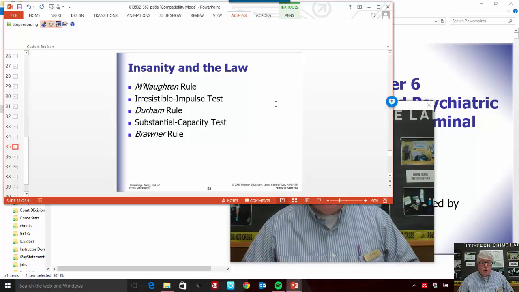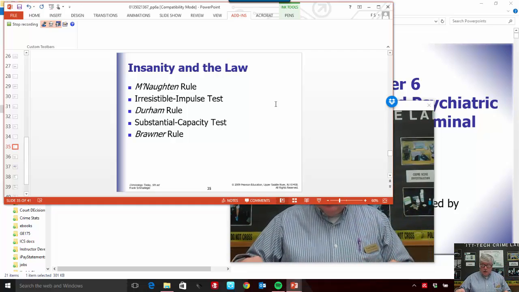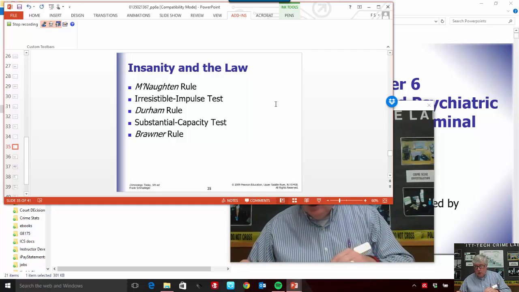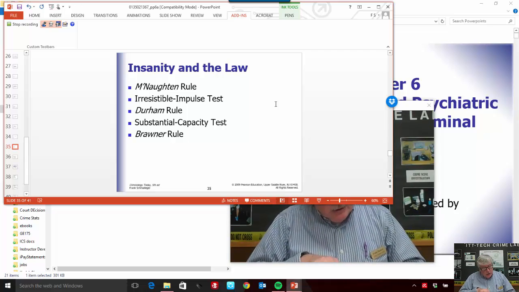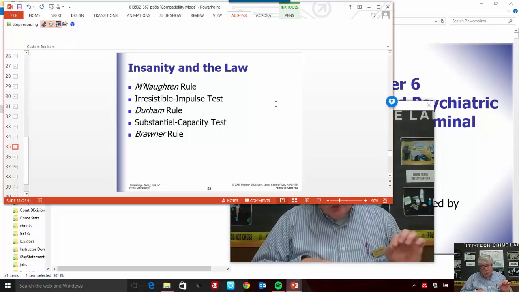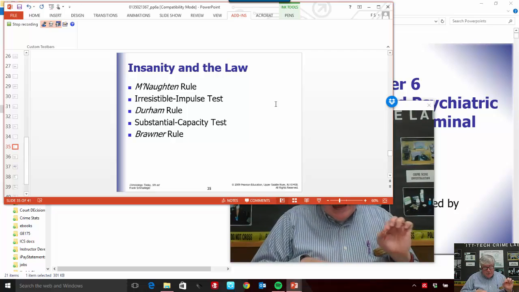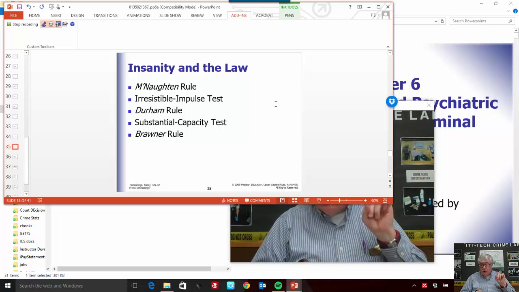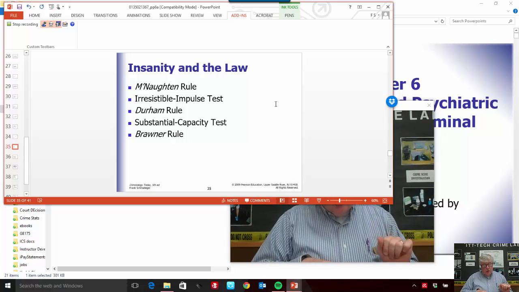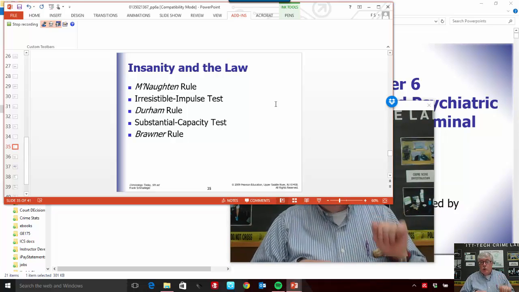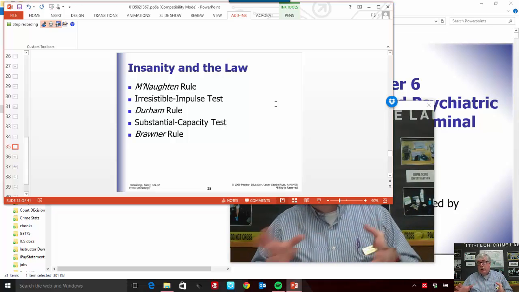If you're going to work in Pennsylvania or New Jersey, the one at the top of the list is the one you need to be concerned with, the McNaughton Rule. The McNaughton Rule basically says that individuals cannot be held criminally responsible for their actions if, at the time of the offense, either one, they did not know what they were doing, or two, they did not know what they were doing was wrong. One or the other.